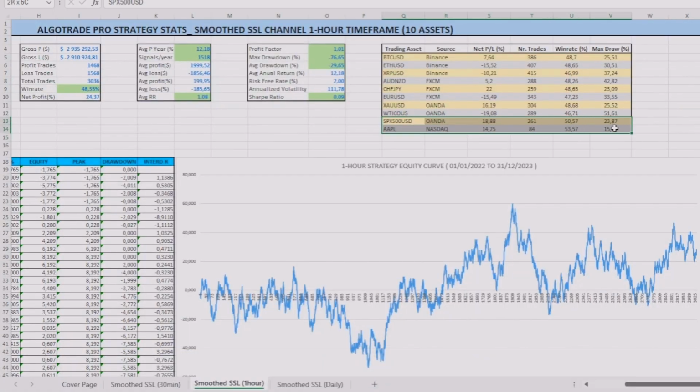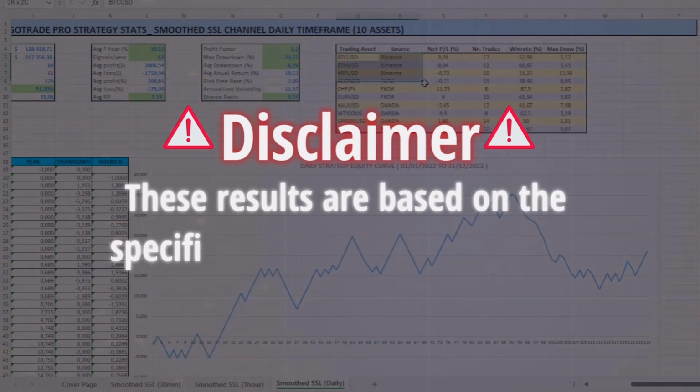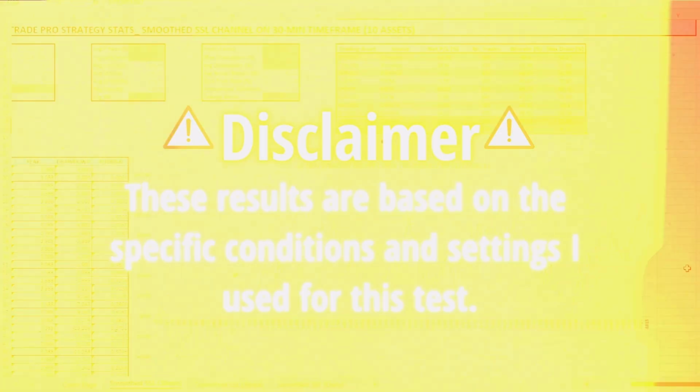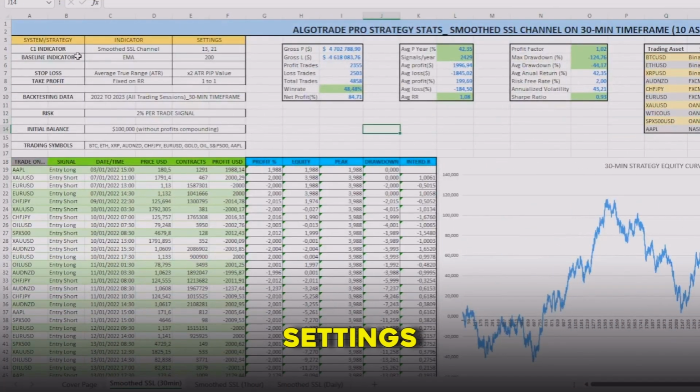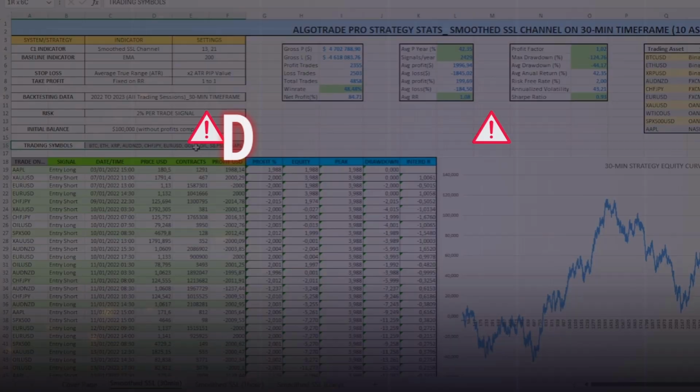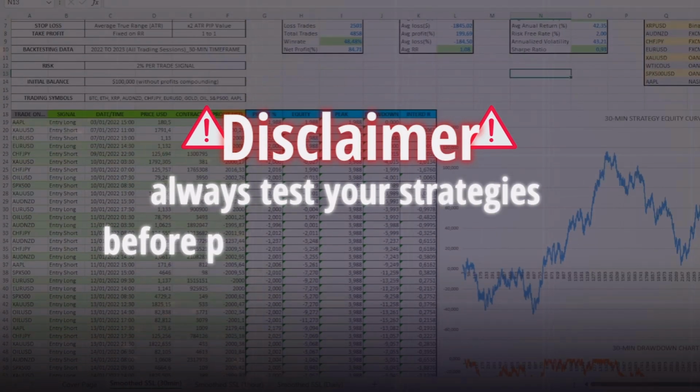But please keep in mind that these results are based on the specific conditions and settings I used for this test. If you change the conditions, settings or even the assets, your results may change. So always test your strategies before putting them in practice.